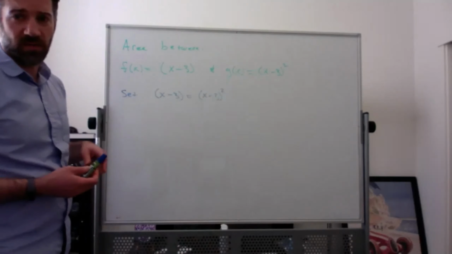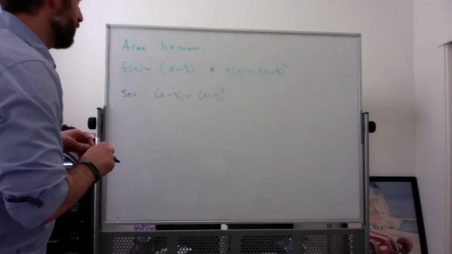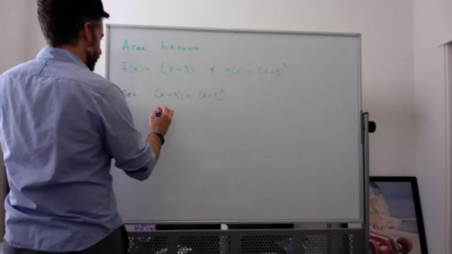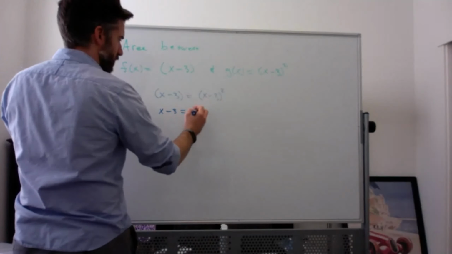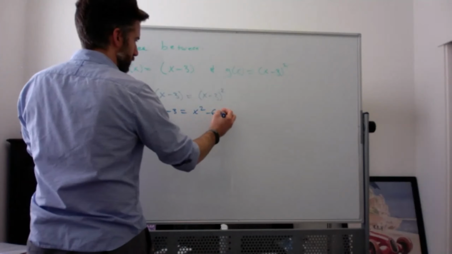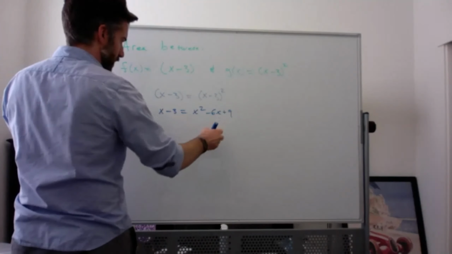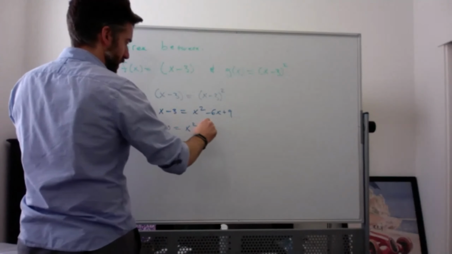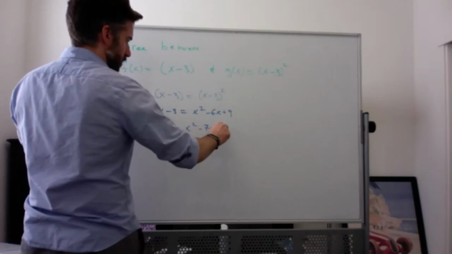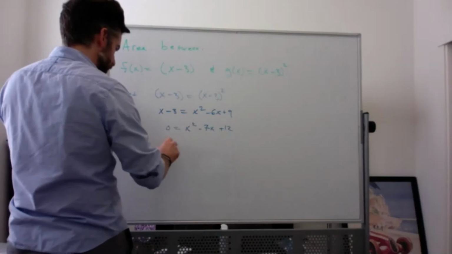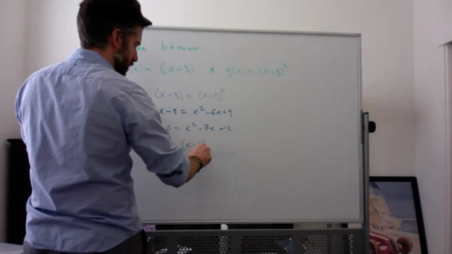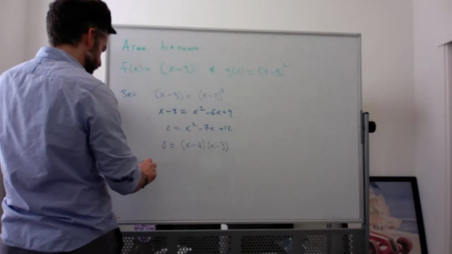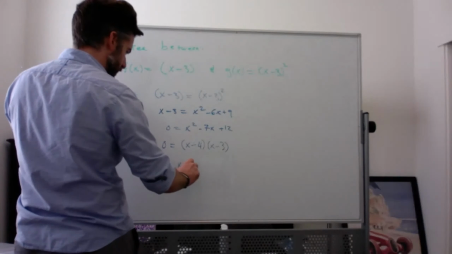There's a couple ways you could solve this equation. I'm noticing that you've got an x minus 3 above these. You could just multiply it out, right? You could say, okay, x minus 3 equals x squared minus 6x plus 9, and then subtract x and add 3. So you get 0 equals x squared minus 6x minus x is minus 7x, and add 3, you get plus 12, and this does factor. You get x minus 4 times x minus 3. Those multiply to 12 and add to negative 7. So you get x equal to 4 and x equal to 3.